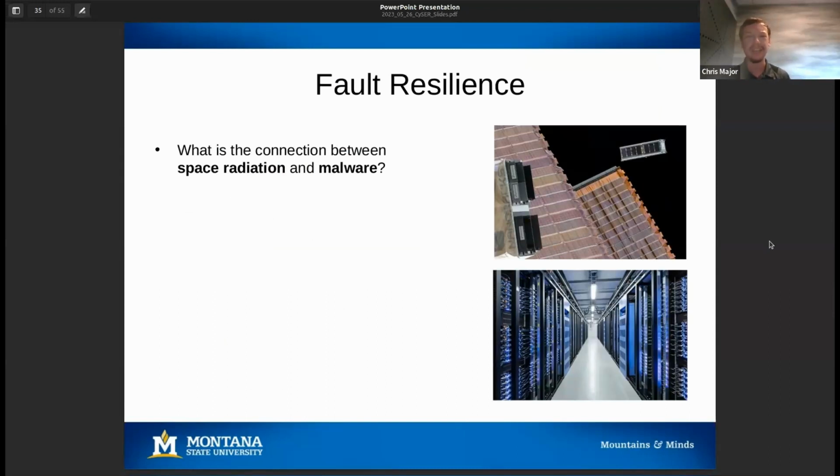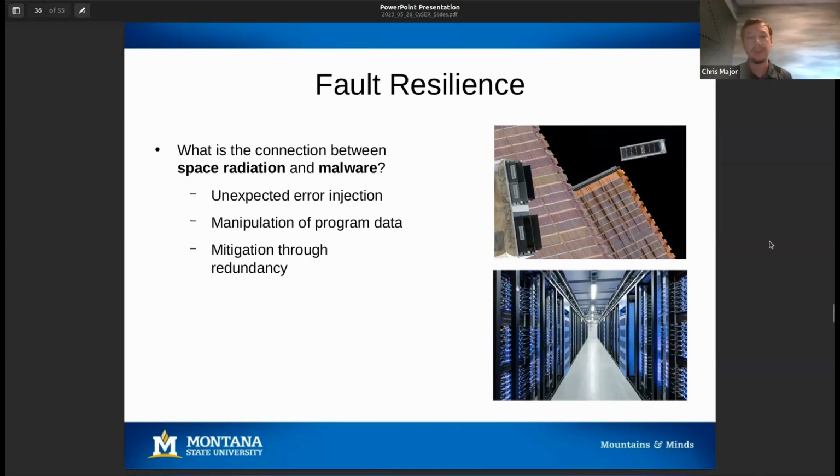Well, if you think about it, there's actually quite a lot of overlap between the two problems. For instance, both space radiation and malware result in unexpected error injection into the system. So if a radioactive particle strikes your memory in space and corrupts a data value, that's pretty similar to how malware will basically rewrite a data value in memory at an unexpected time. You certainly don't schedule malware attacks, or at least schedule when you want to defend against malware attacks, and you certainly don't schedule cosmic radiation.